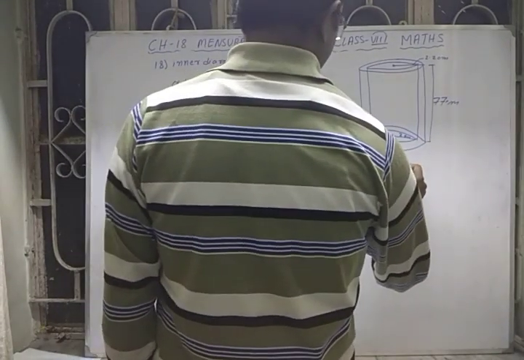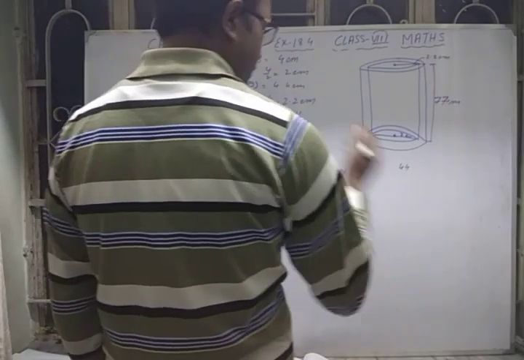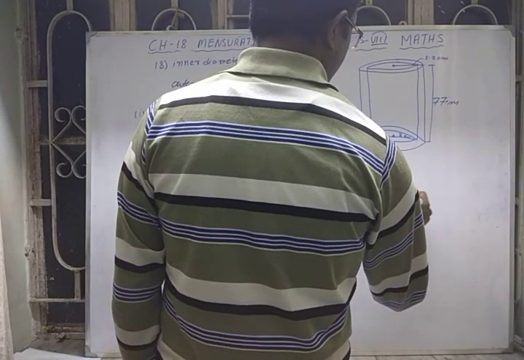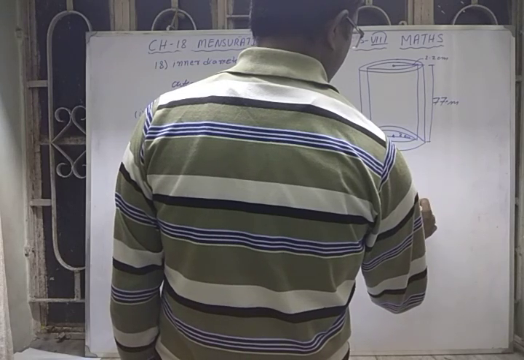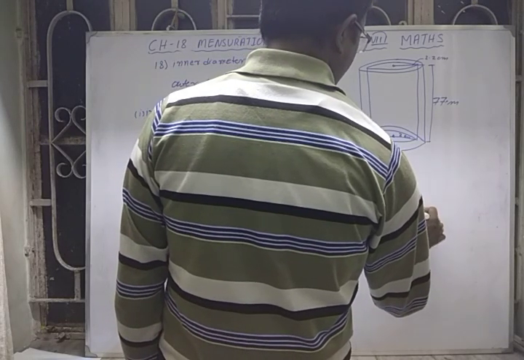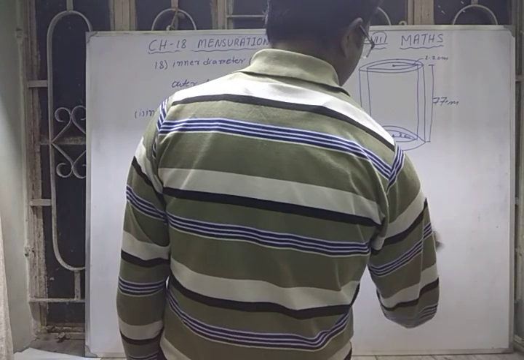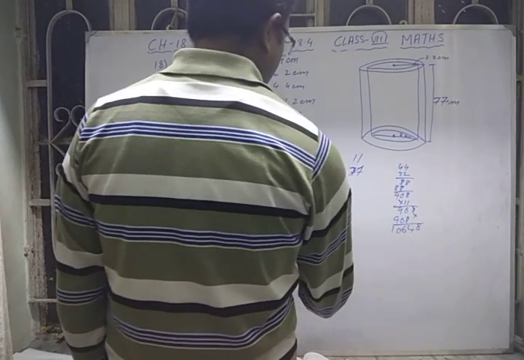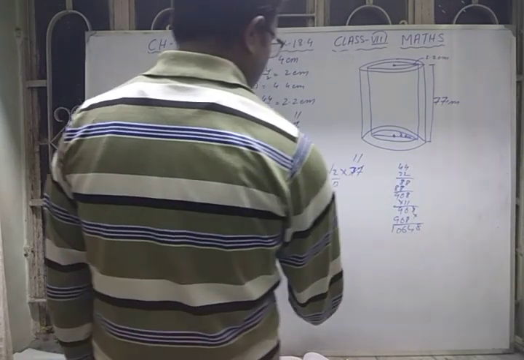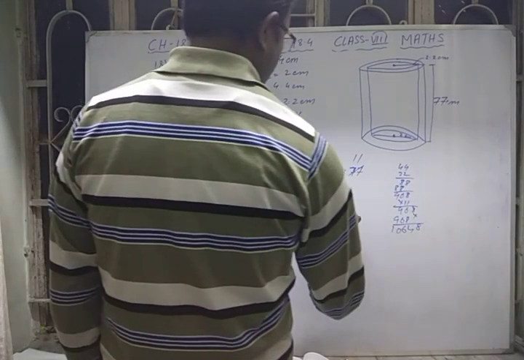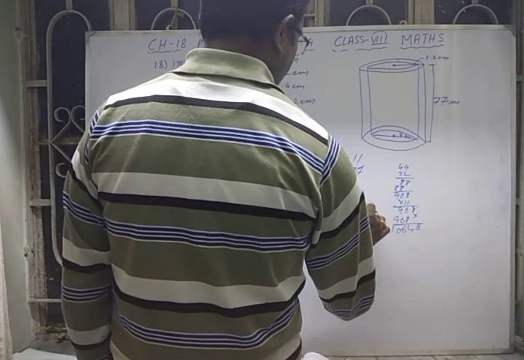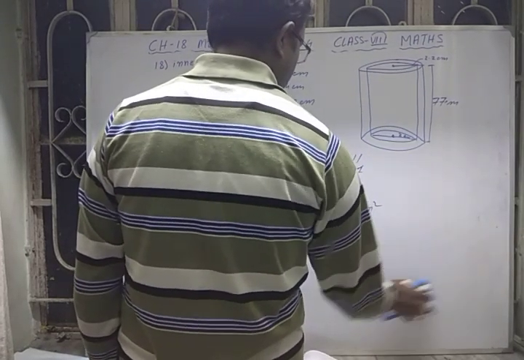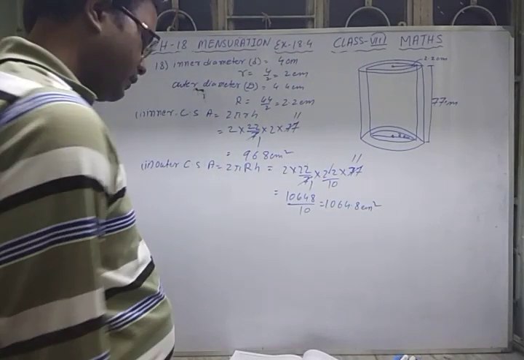So 44 into 22 is 88, 88 is 968 into 11. So 968 into 11, you will get 10648. So it will be 10648 by 10. So one decimal you can put here. So 1064.8 centimeter square. So this is the answer of the second part of the question.